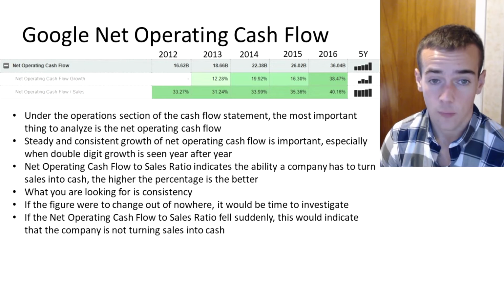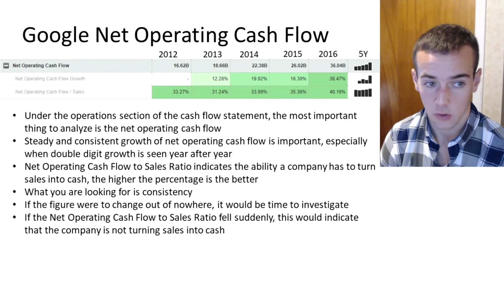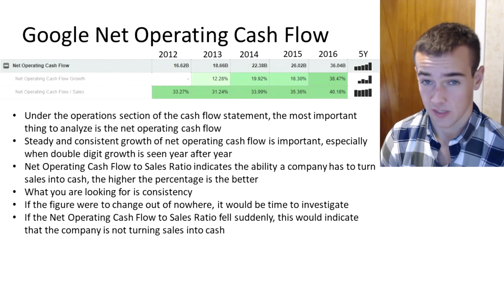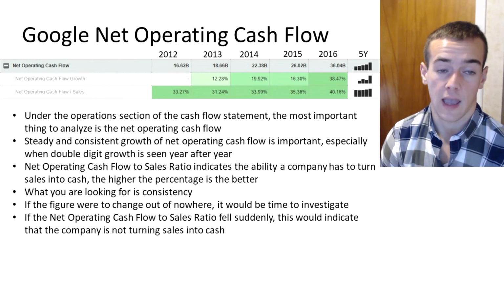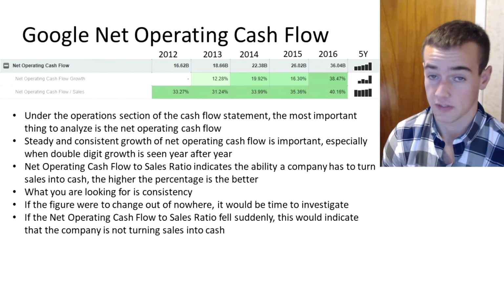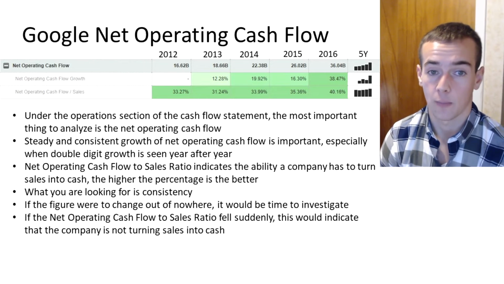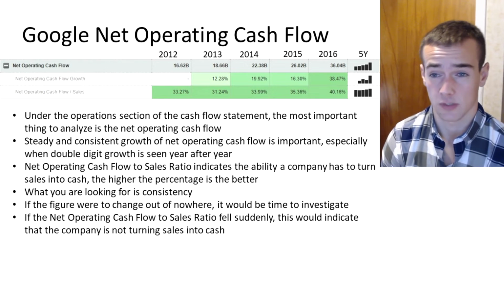So just to recap, what you're looking for here is double-digit growth in the net operating cash flow, and then you want to see a double-digit percentage when it comes to the cash flow as far as how it's being converted into sales, the net operating cash flow to sales ratio. So this is what I pay attention to under the operations section of the cash flow statement.